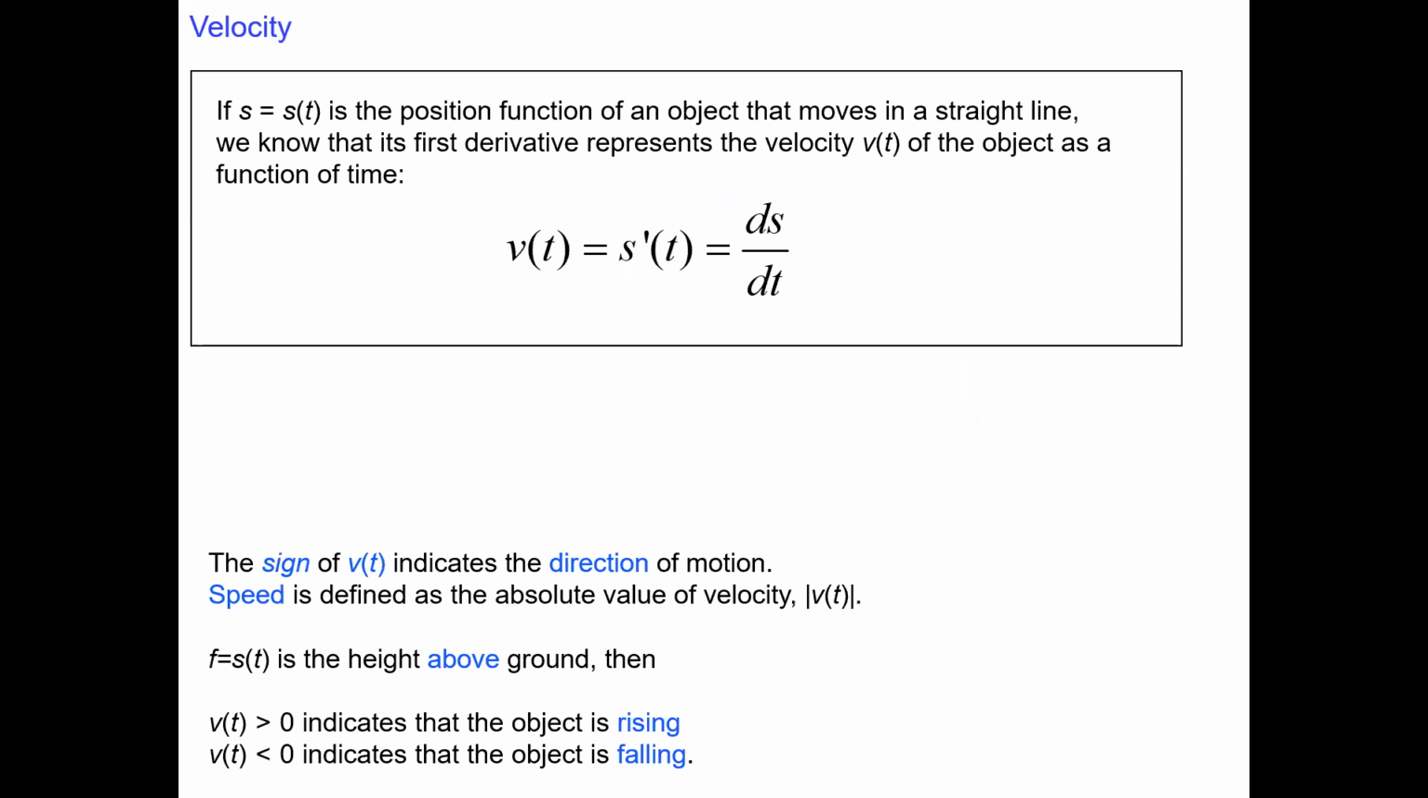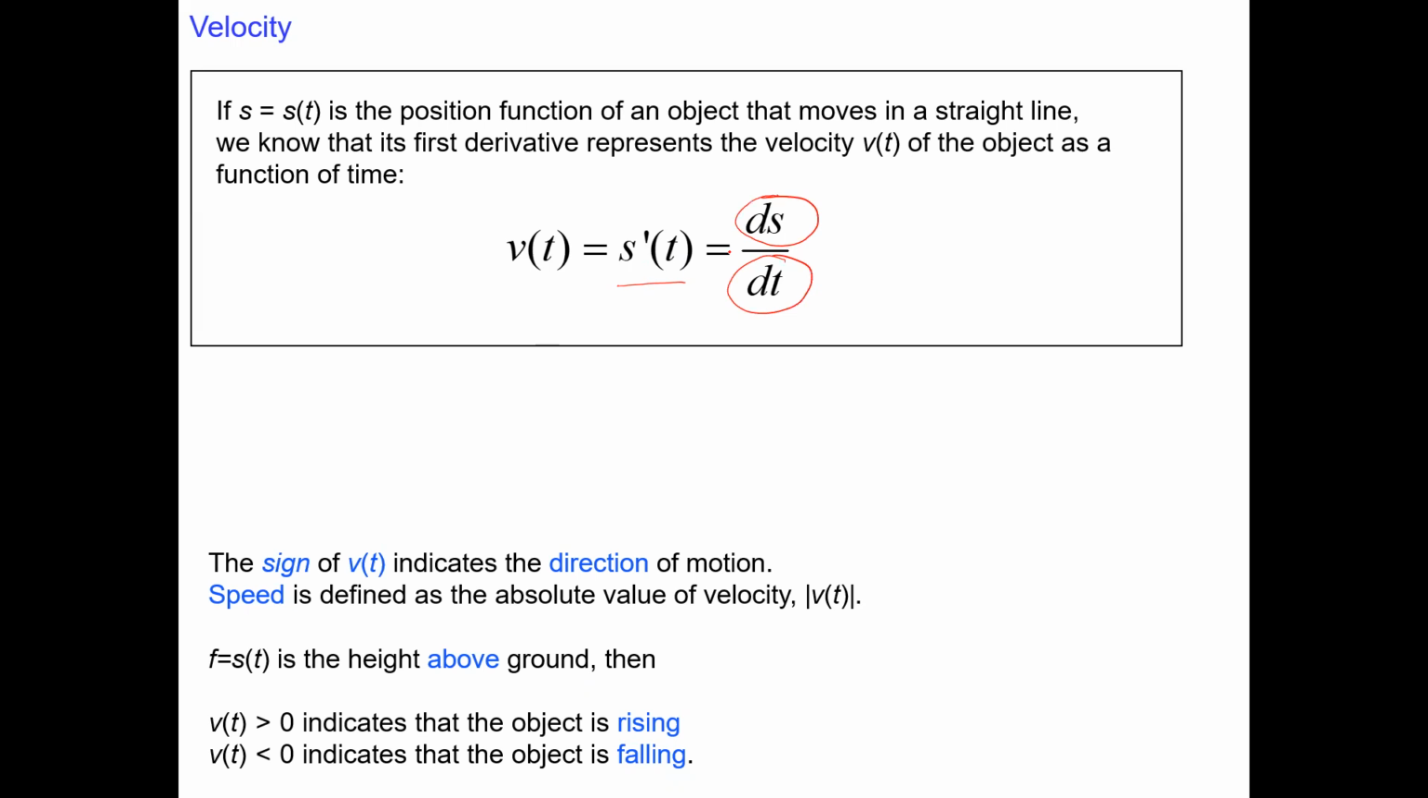If we have s of t as a position function of an object that moves in a straight line, we know that the first derivative represents the velocity of the object. That means the first derivative, s prime of t, is the velocity of the object, and we can basically say the rate of change of the distance with respect to time. Of course, we're talking about the instantaneous rate of change.